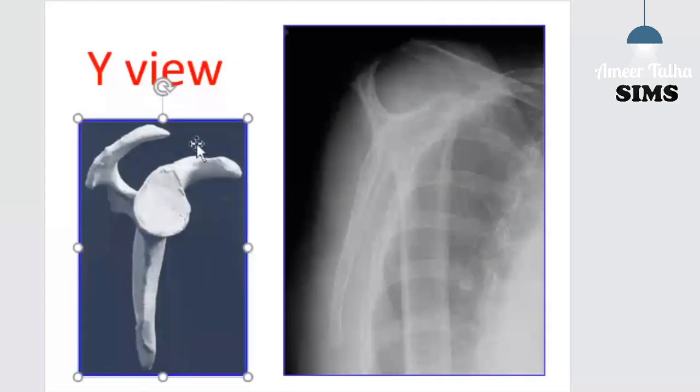What are structures attached here? So that is the short head of biceps brachii and the coracobrachialis muscle. They are attached here at the tip of the coracoid process. So what is the significance of this part? This is an oval articulating cavity known as the glenoid cavity, forming the glenohumeral or the shoulder joint.